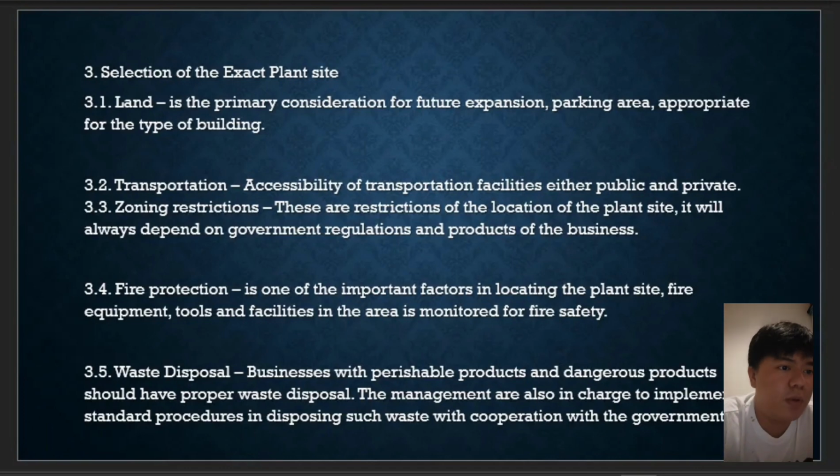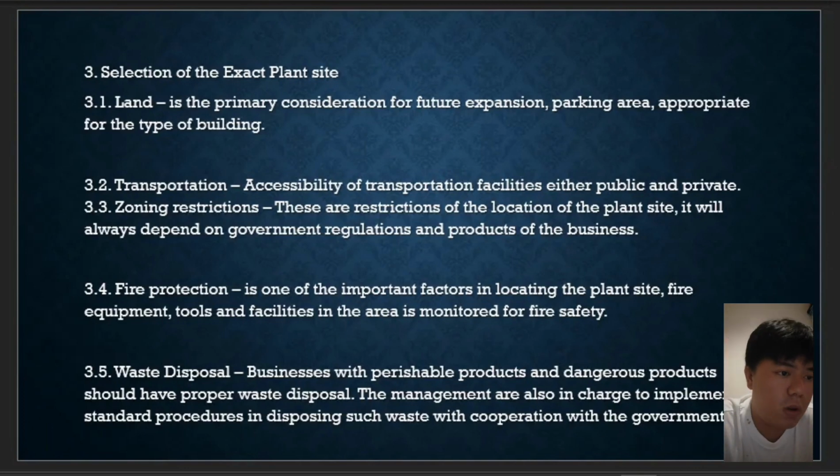And then number 3.2, transportation, accessibility of the transportation facilities, either public and private. 3.3, designing restriction. These are restrictions on the location of the plant site. It will always depend on government regulation and the product of the business.